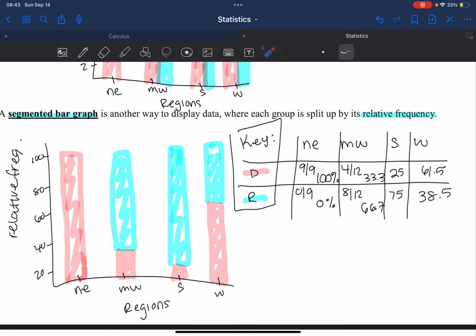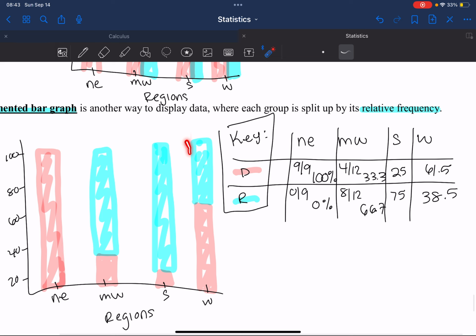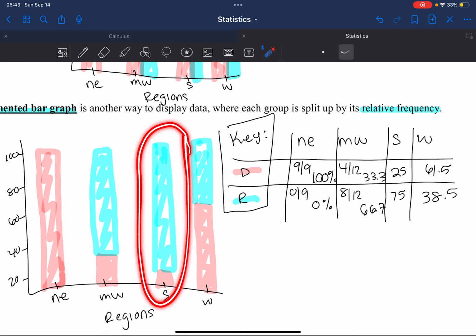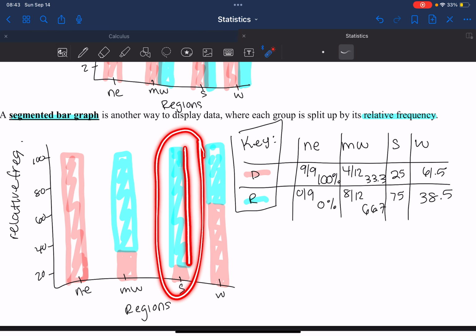It's still easy to interpret this because we can look at the amount of Democrat versus Republican within each region by looking at which one had most of which color. So for example, again, looking at the South, I know that Republican has more representation here than Democratic because of how much we colored blue versus pink.